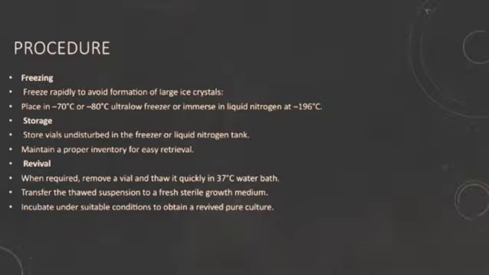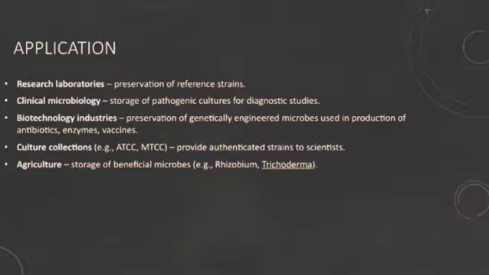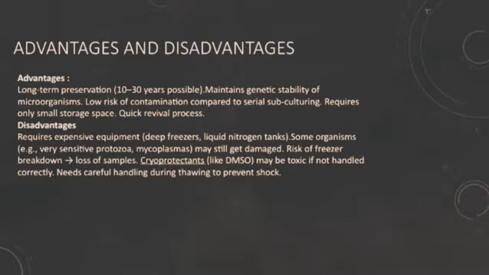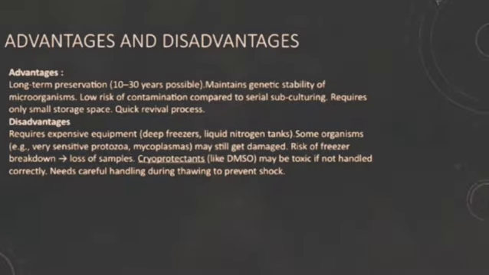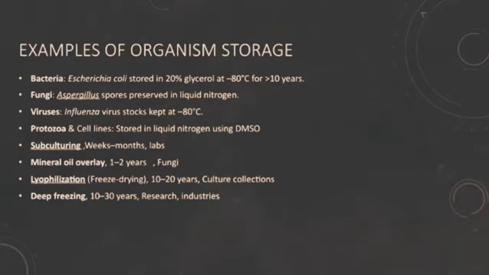The advantages: it allows for long term preservation, which means 10 to 30 years, maintains genetic stability, has a low risk of contamination, and requires a small storage space. And disadvantages: the required equipment such as deep freezers and liquid nitrogen tanks is very expensive. Some sensitive organisms may still be damaged, and there is a risk of sample loss if the freezer breaks down. Cryoprotectants can also be toxic if not handled properly.